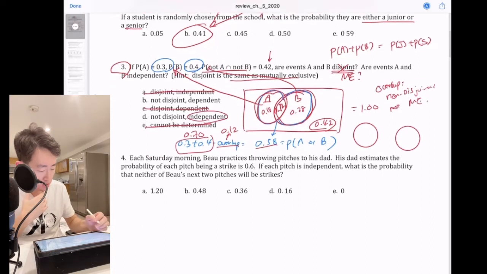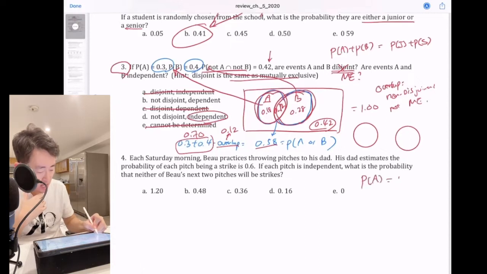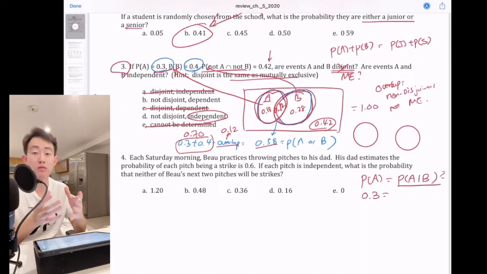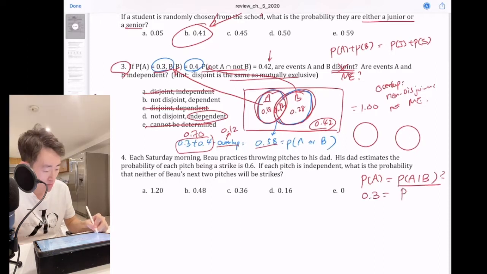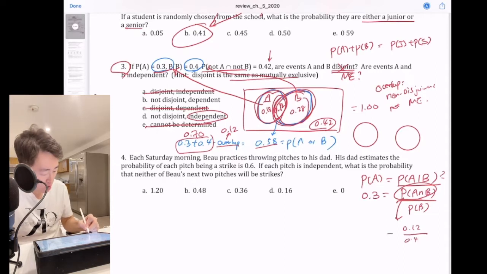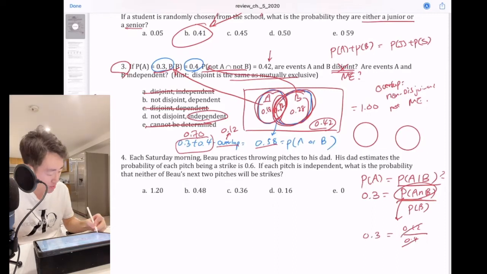To check for independence, remember, all you really have to do is ask: is P of A the same as probability of A given B? Well, probability of A is given to us as 0.3. And what is probability of A given B? That is probability of A and B happening at the same time over probability of B. A and B is the one in the middle of the Venn diagram, which is 0.12, over probability of B, which is 0.4. If I cancel this out and simplify it, that will give you 3 over 10, which is 30%.